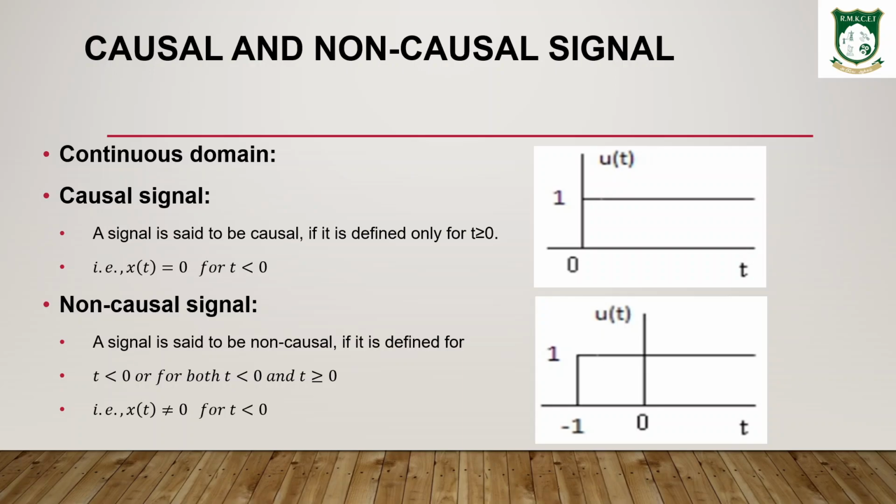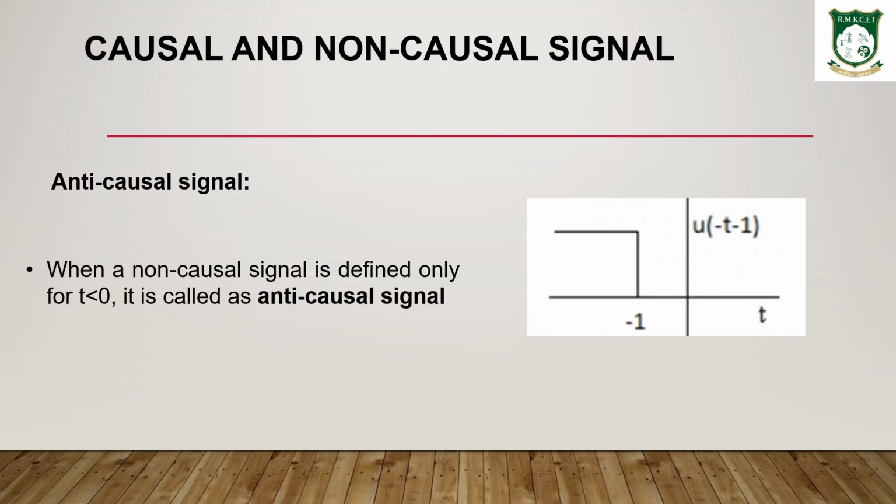So what is the best example for a causal signal? Unit step. The first graph is showing the unit step function. It will rise at t is equal to 0 and it will remain 1 for all positive values of t. So it is a causal signal. A right-handed signal is nothing but a causal signal. If the signal has values for the negative time axis also, it means it is a non-causal signal.